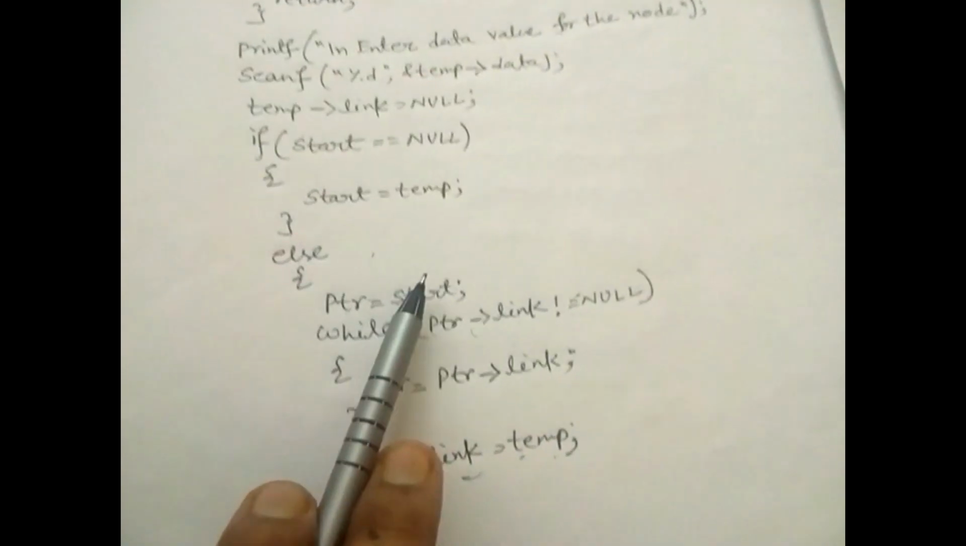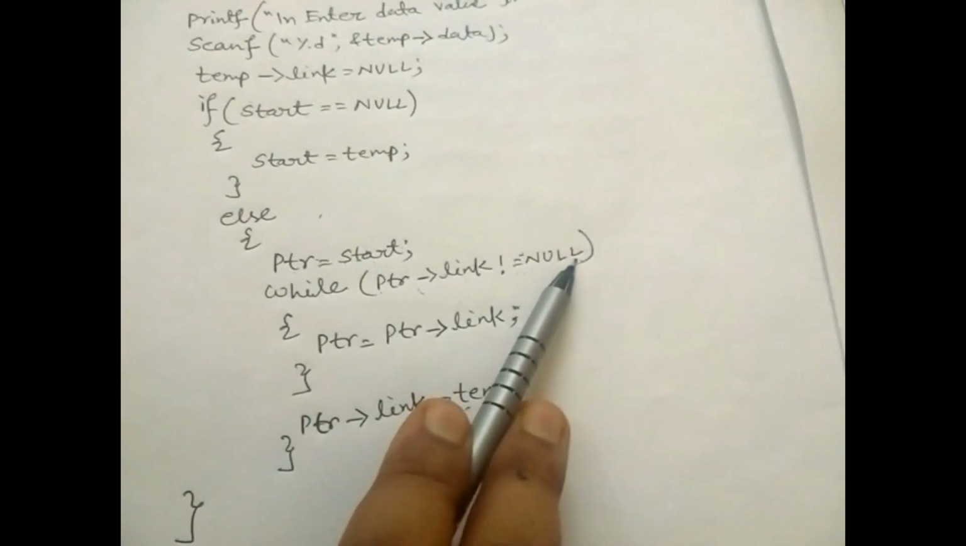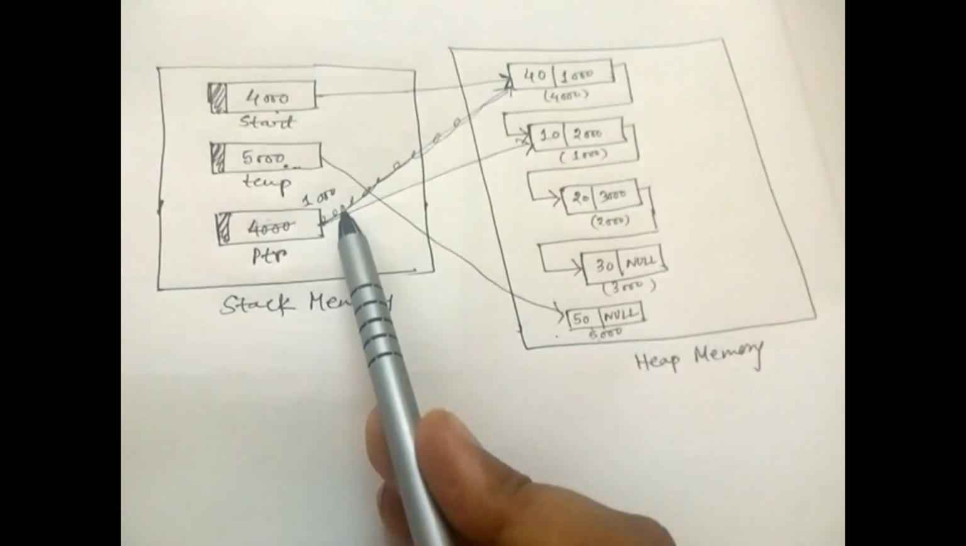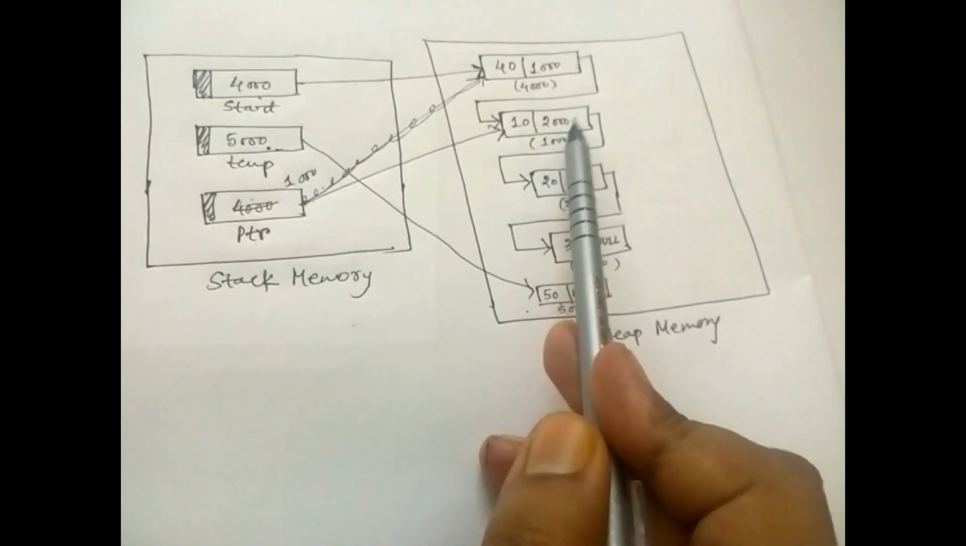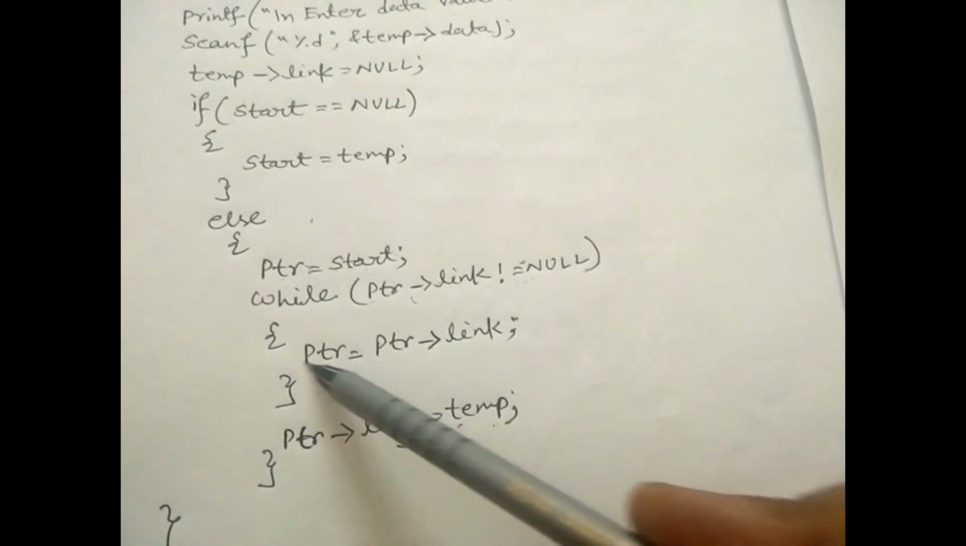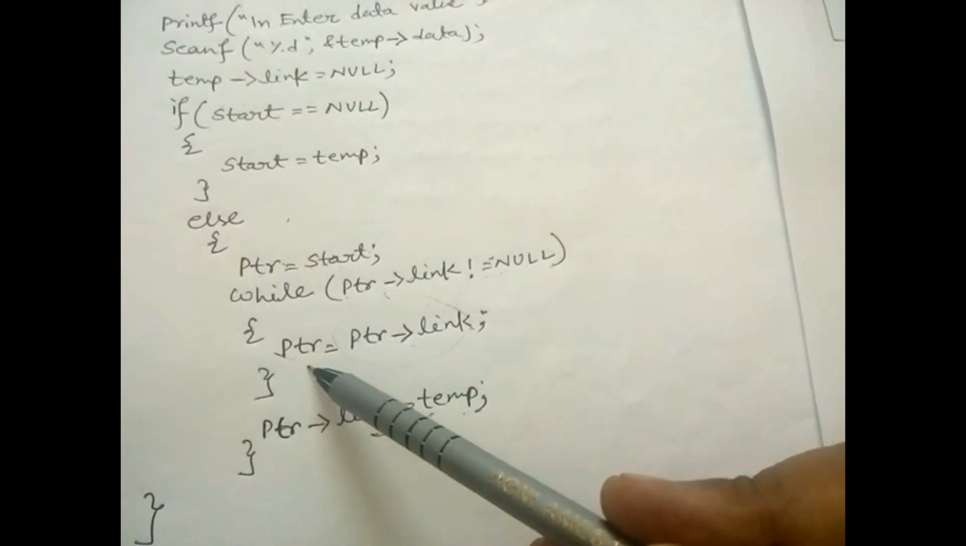Now again go to while and check ptr->link != NULL. Check: ptr is 1000 and ptr->link is 2000. The condition is satisfied. So again ptr = ptr->link, that means ptr->link is assigned into ptr.